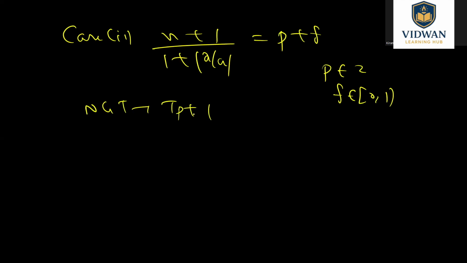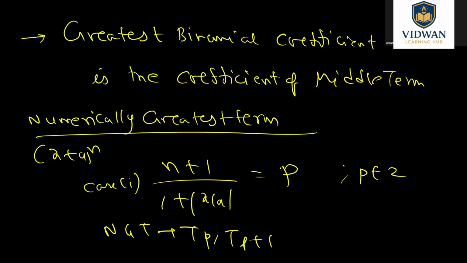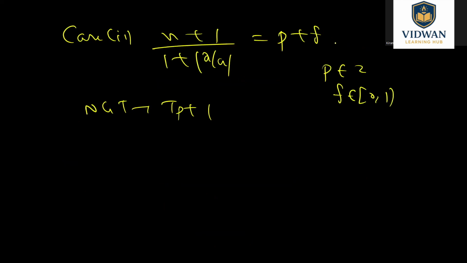So whenever they ask for the numerically greatest term, just find the value of (n plus 1) by (1 plus mod x by a). If you get an integer, the numerically greatest terms are that integer term and the next one. For example, if you get p as 3, then t3 and t4 are numerically greatest. But suppose you get an integer plus fraction, like 3.5, then you take the fourth term as numerically greatest. So you just have to remember this formula for solving questions of this topic.